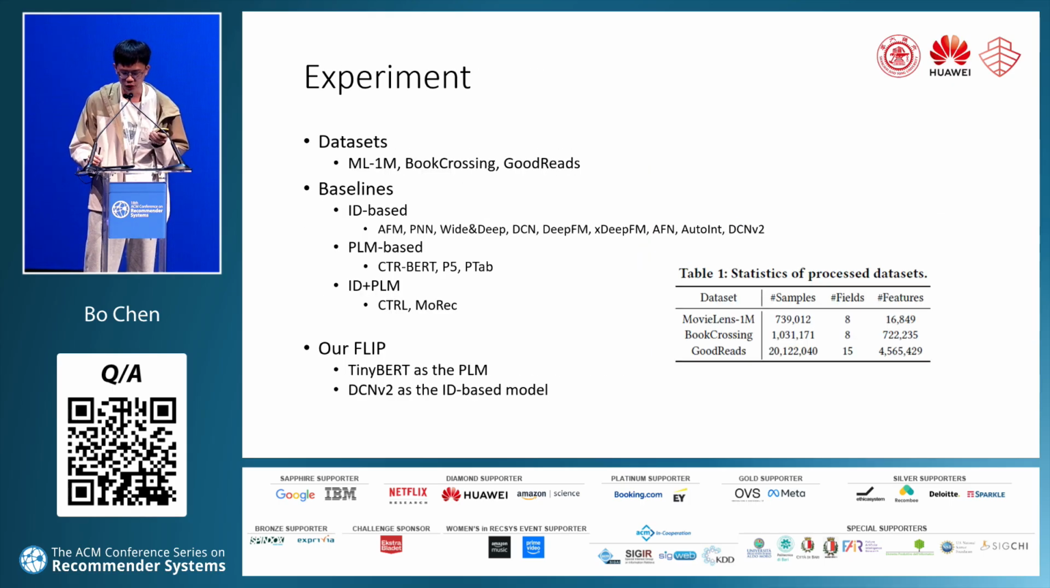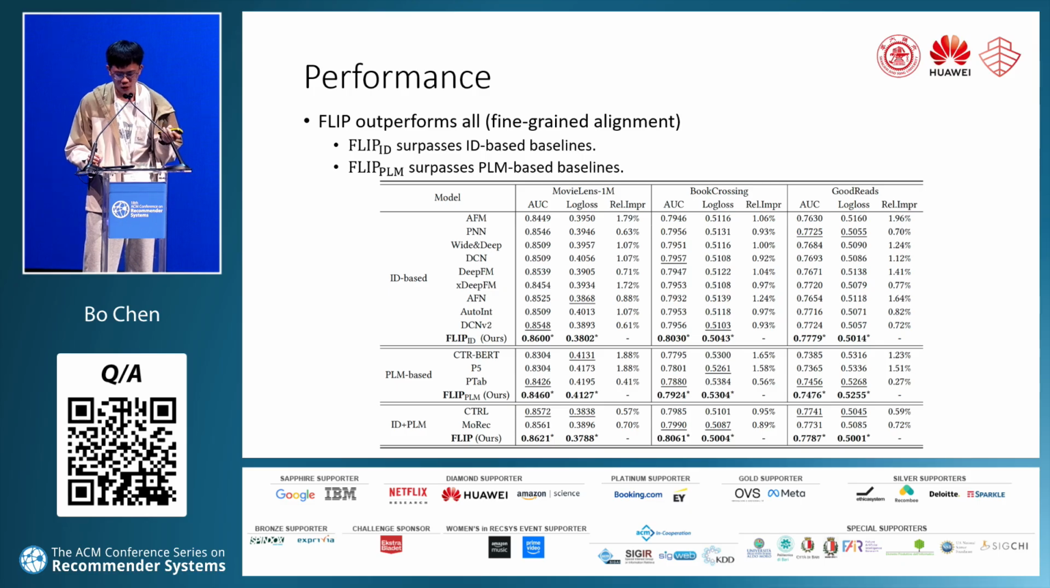And here we conduct experiments on three public datasets, which are MovieLens, BookCrossing, and Goodreads. Our method is compared with three categories of baselines: ID-based, PLM-based, and the methods combining both. As for the proposed FLIP framework, we adopt TinyBERT as the pre-trained language model and DCNv2 as the ID-based model. And we compare our framework with all baselines, and the results are shown here.